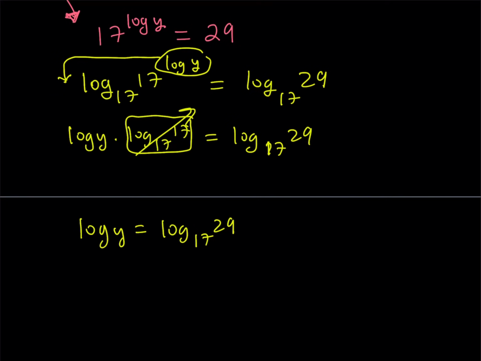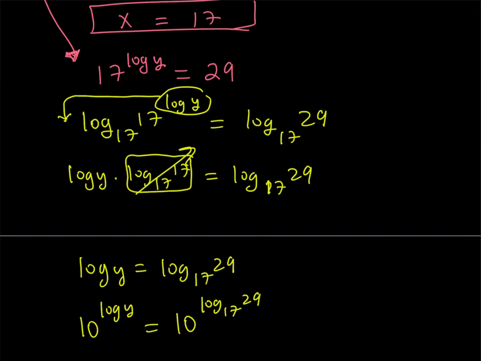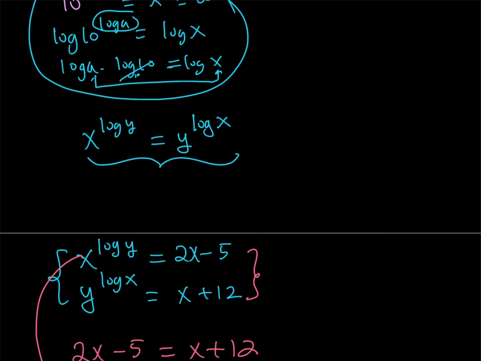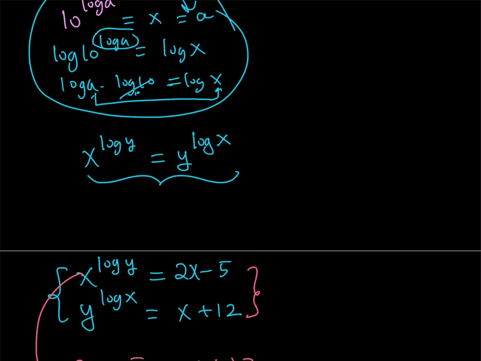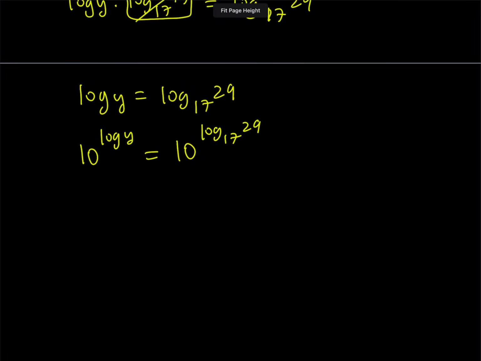Obviously, I'm trying to get Y here, not log Y. So let's go ahead and do 10 to the power both sides. And that's going to give us 10 to the power log Y is equal to 10 to the power log 29 base 17. Okay, again, remember we proved it. 10 to the power log Y is going to be equal to Y because the assertion was, remember, 10 to the power log A is equal to A. So basically 10 and log with base 10, they're going to undo each other. And from here we get Y is equal to 10 to the power, obviously nothing happens on the right hand side, is going to be this expression, which is log 29 base 17.